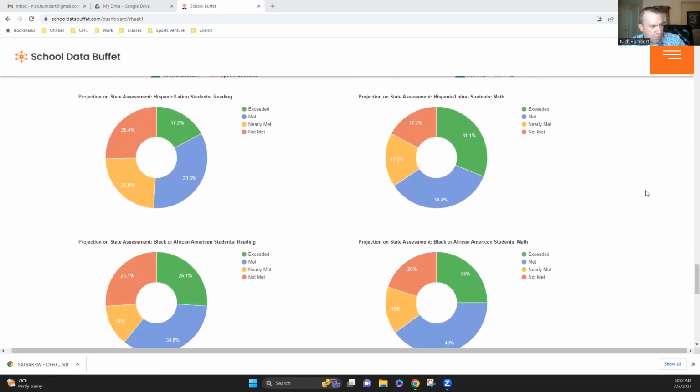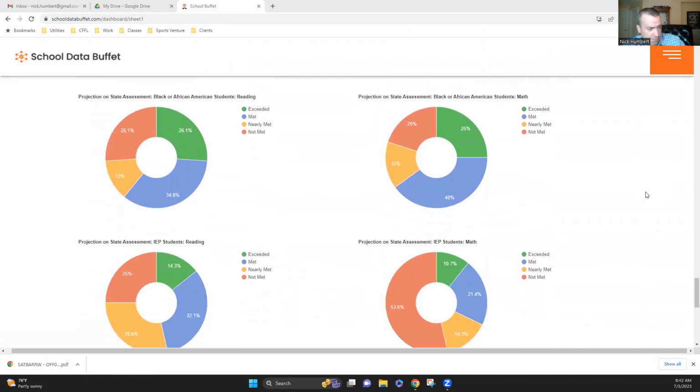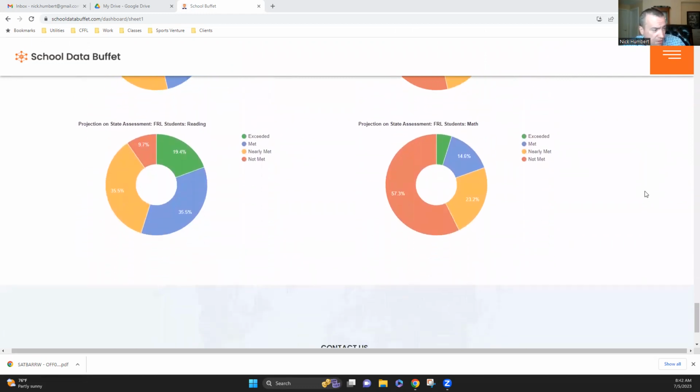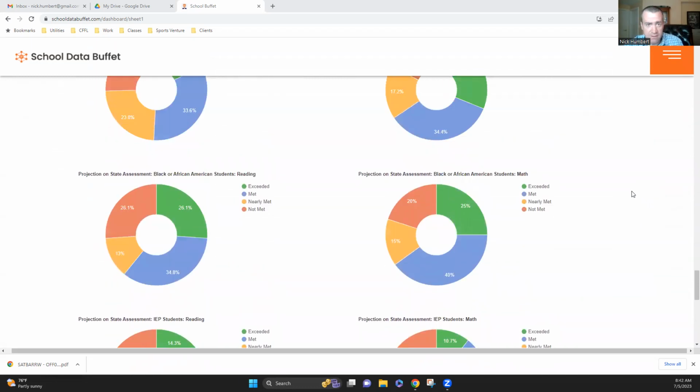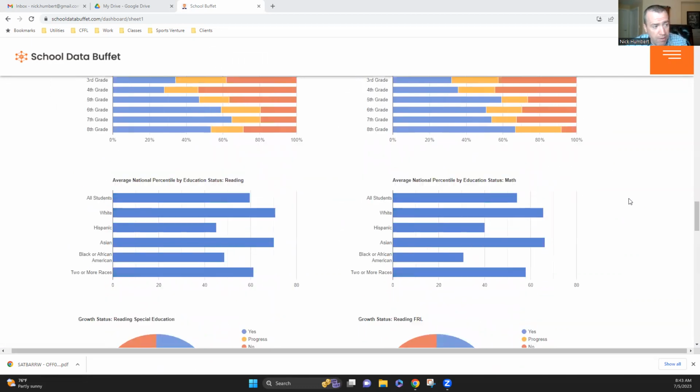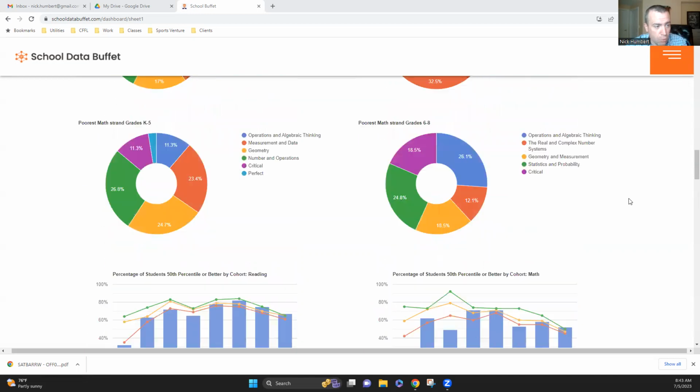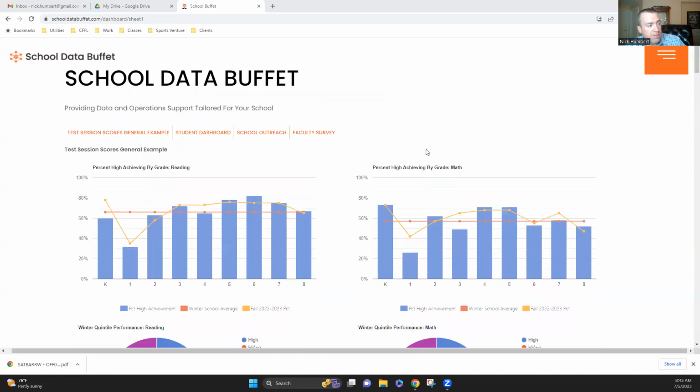And then here's just some breakout for state assessments by some of the subgroups. We have that information here just to show you that that is very much available. Again, this is just a general template. Anything that's collected in the test can be presented any way that you want. So this is the first link for just a general test session example. Okay.